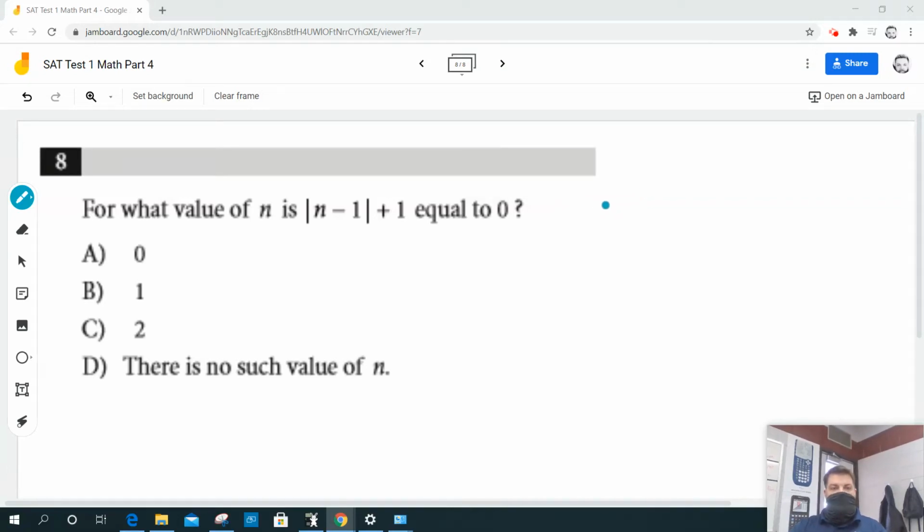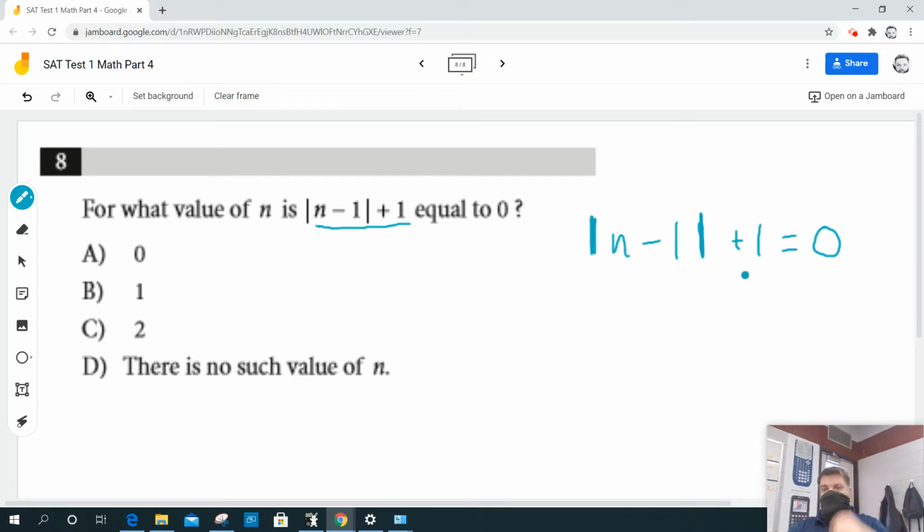So it says, what value of n is the absolute value of n minus 1 plus 1 equal to 0? In other words, what value of n makes this statement true? So those are my absolute value brackets. Plus 1 equals 0.